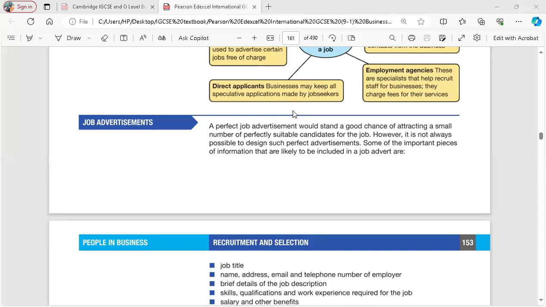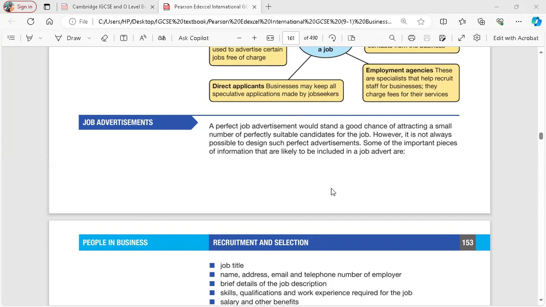For job advertisement, a perfect job advertisement will stand a good chance of attracting a small number of perfectly suitable candidates for the job. However, it is not always possible to design such a perfect advertisement. Now that you've decided to make it external, that means you have to advertise, and your advert must be effective for you to be able to attract the right candidates.